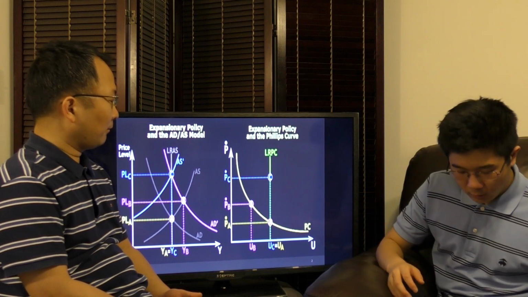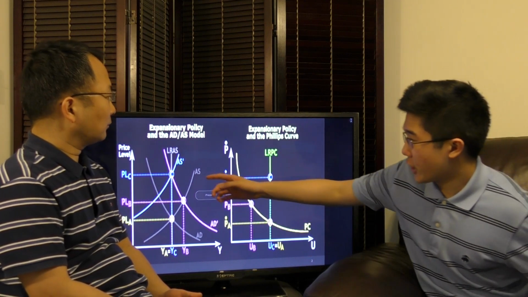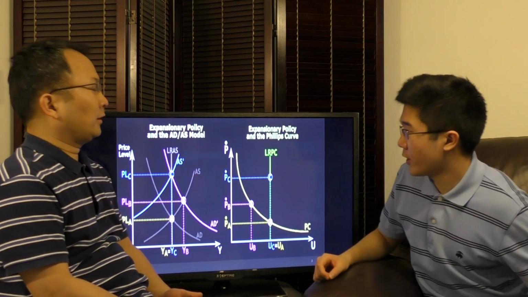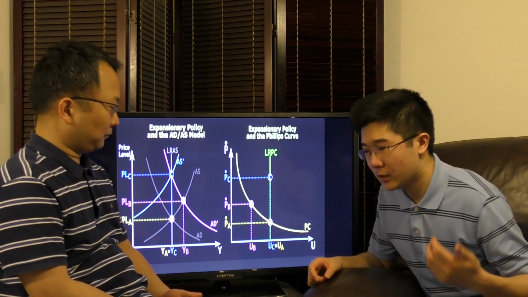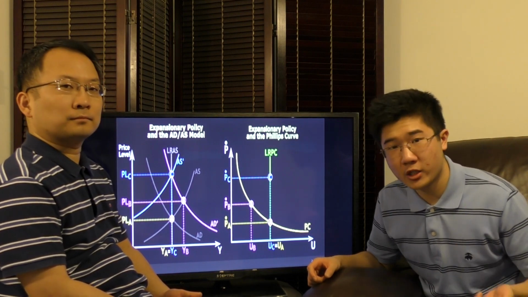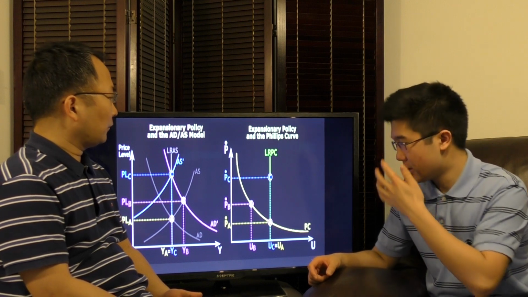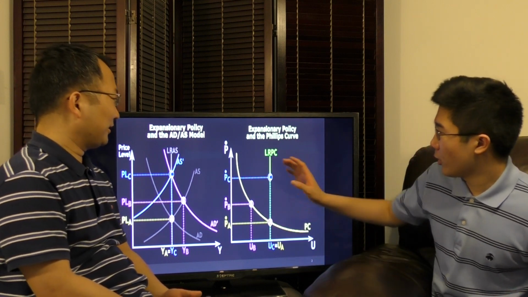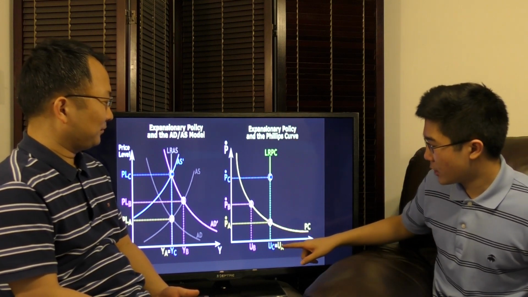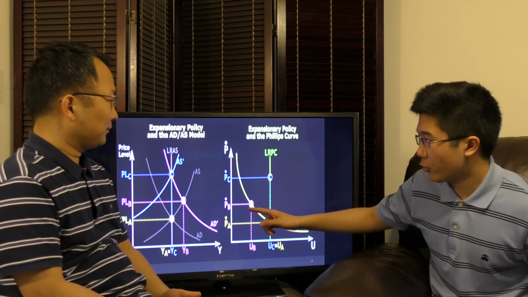However, in the long run, what we will see here is that, as we talked about, aggregate supply shifts to the left in the long run in the AD-AS model. As aggregate supply shifts to the left, there's a decrease in production, which increases unemployment. And so our unemployment rate in the Phillips curve will increase back to its original U_A level. However, the price level will continue to increase.